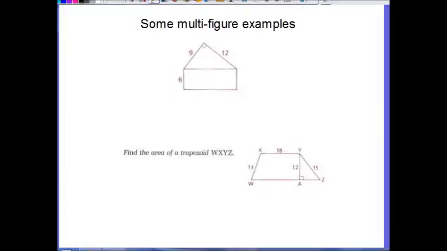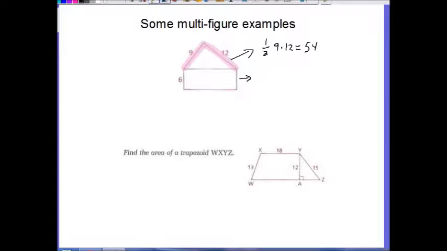Okay, here's our last example, some multi-figures. For our first one, what we have is a triangle that's mounted on top of a rectangle. So let's talk about the area of that triangle first. We need those perpendicular pieces. In this case, the perpendicular pieces form a lovely L. So we're good to go. Area of a triangle is 1/2 of my base 9 times my height 12, which is going to be 54 square units. Now, my rectangle.